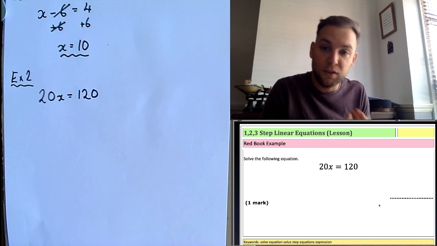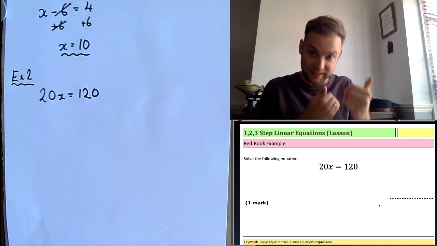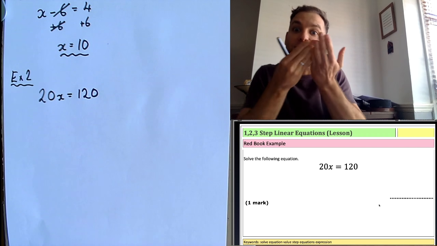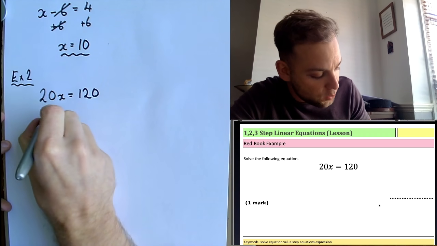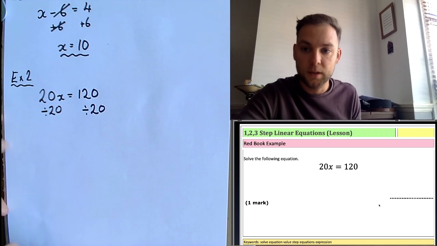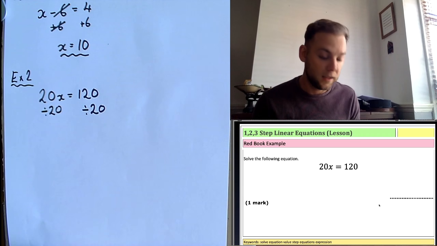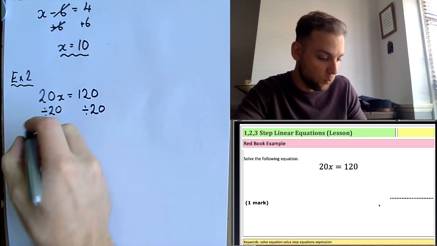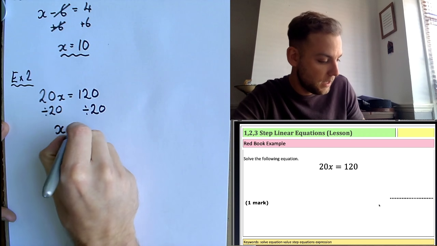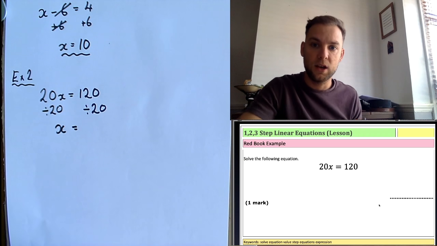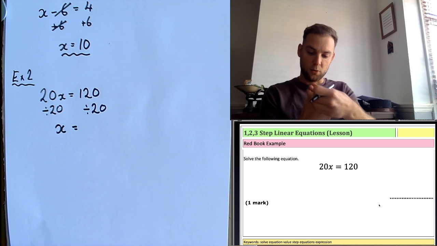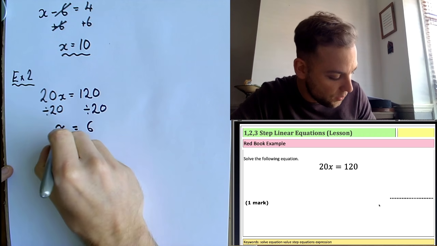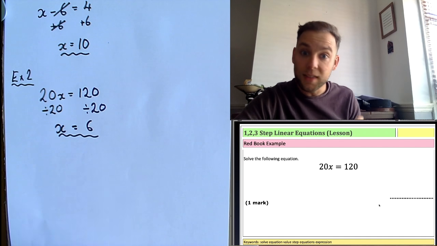Okay, so remember solve means to find the unknown, so to get x on its own, to get rid of this 20, the times by 20, I'm dividing by 20. Remember we need to do the same to both sides. Now 20x divided by 20 is 1x, so this is just equal to x. And then 120 divided by 20, well, how many times does 20 go into 120? Well, it's going to be 20, 40, 60, 80, 100, 120, 6 times in total there. So x is equal to 6. Brilliant. And that's example 2.